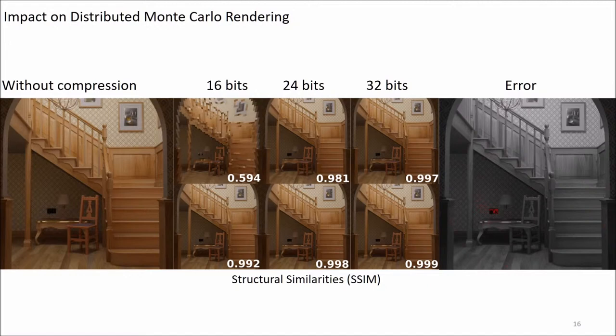On the right image, we highlighted in red the pixels that have a difference over 2% between our worst case scenario, so the 16 bits, and the rendering realized without any compression. The areas where those errors are located are all under the stairs, where the indirect lighting is predominant. In those areas, the light bounces several times before finding a light source, and the error accumulates. So it is logical to have more important errors.